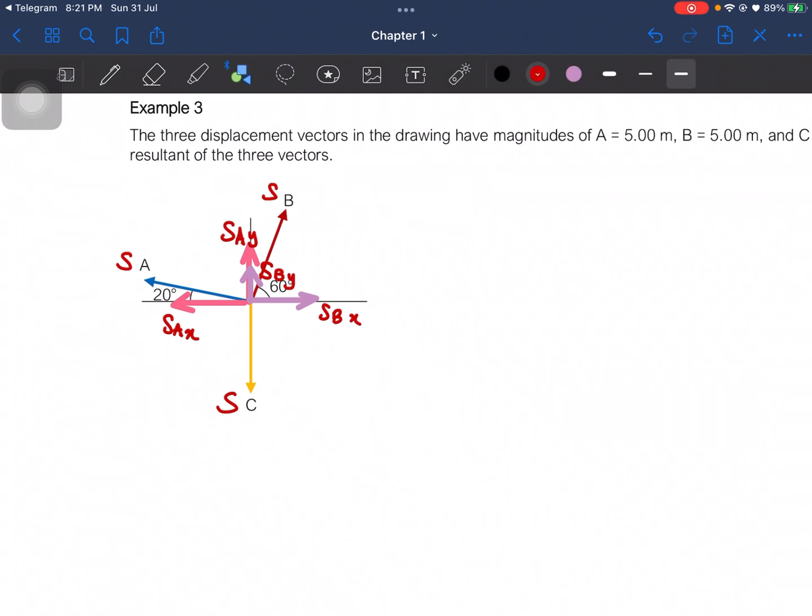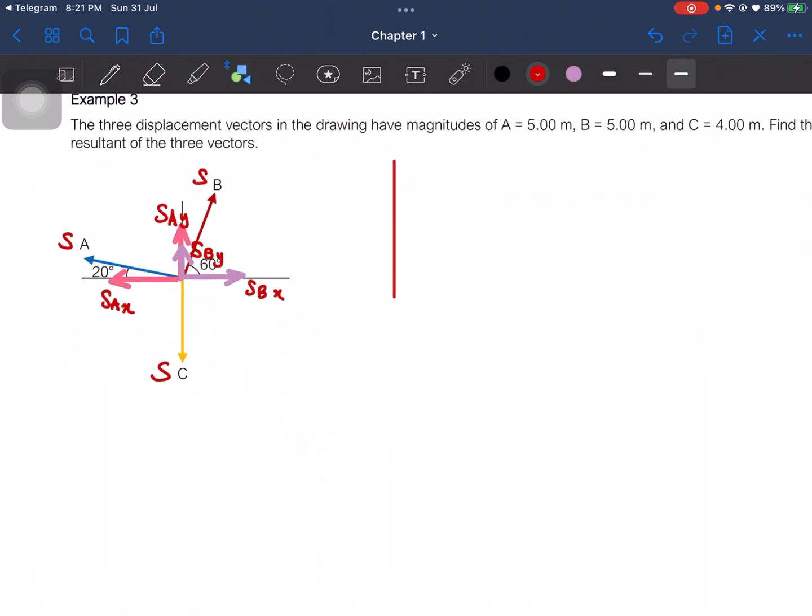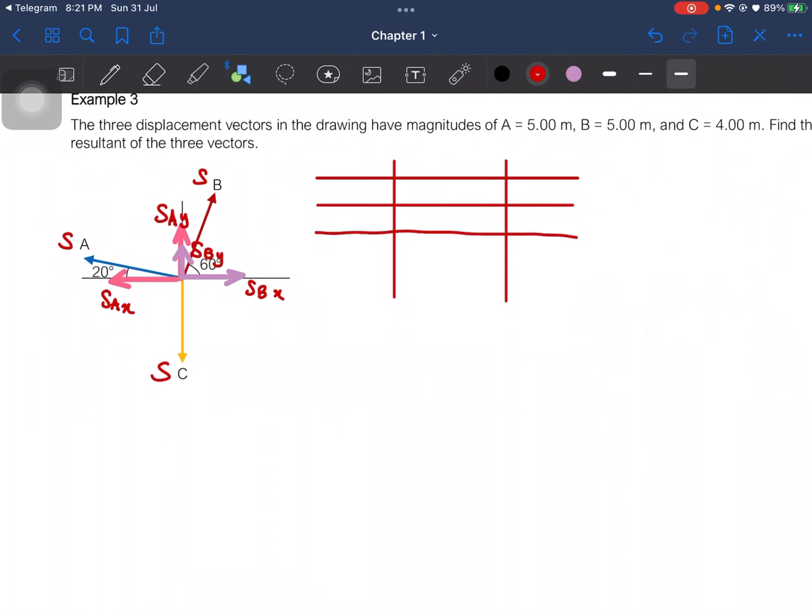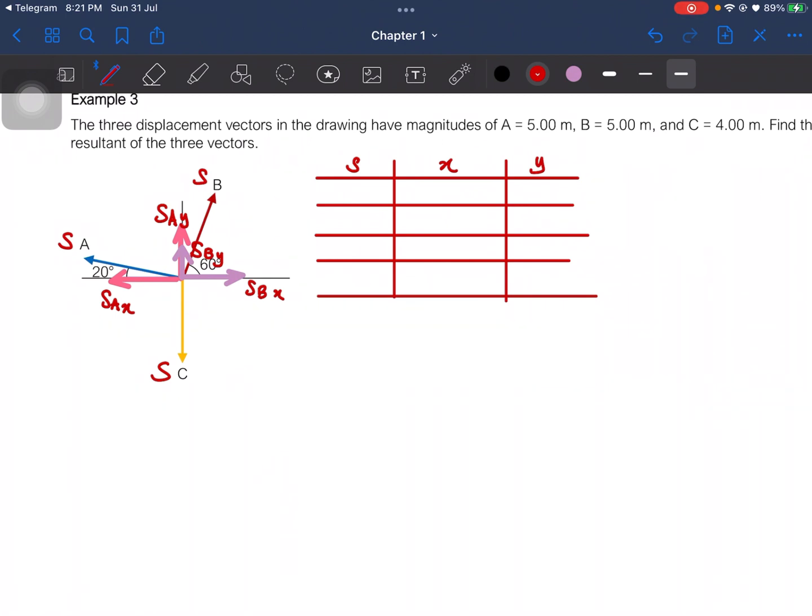Right, I'm now going to draw the table. If you do not want to draw the table, there's no problem, you just have to avoid doing silly mistakes. There are three displacement vectors, A, B, and C. This is your displacement, this is your x component, this is your y component. This is for displacement A, displacement B, and displacement C, and this is your total. For the x component of displacement A, we are going to resolve it using cosine theta.